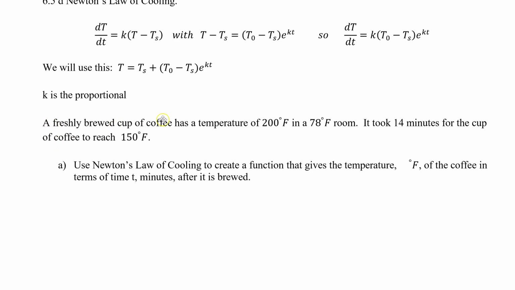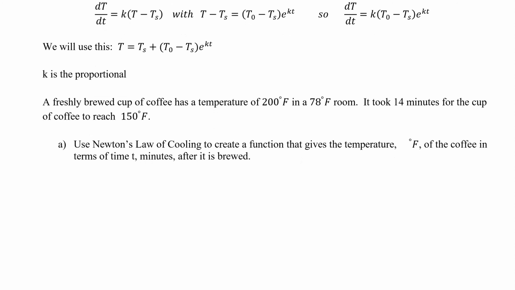Okay, so we have a relevant example here. A freshly brewed cup of coffee has a temperature of 200 degrees. So it's freshly brewed, and you obviously can't drink that. It will burn your mouth. The room is 78 degrees Fahrenheit, and we're saying it took 14 minutes for the cup of coffee to reach 150. Okay. So now what we're going to do is use Newton's law of cooling to create a function that gives us the temperature in degrees Fahrenheit of the coffee in terms of time t minutes after it's brewed. So what we're looking for is we want to get this down to a temperature that we can actually drink it. So how long will that take?